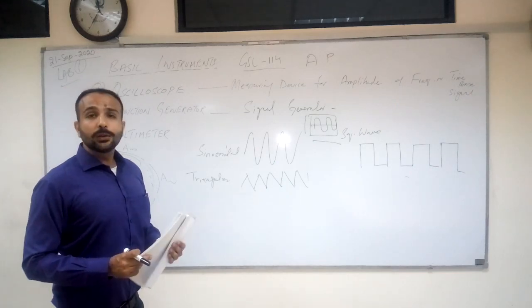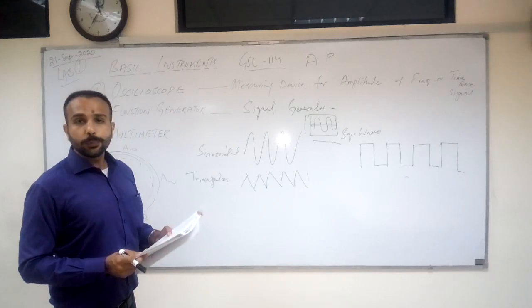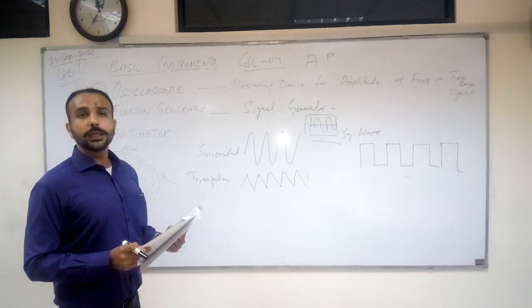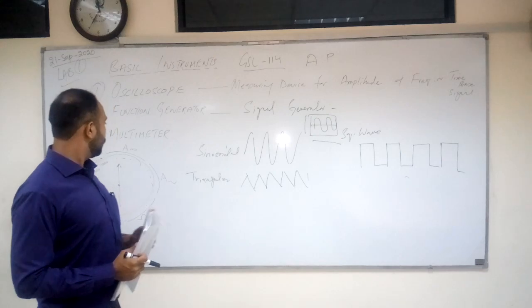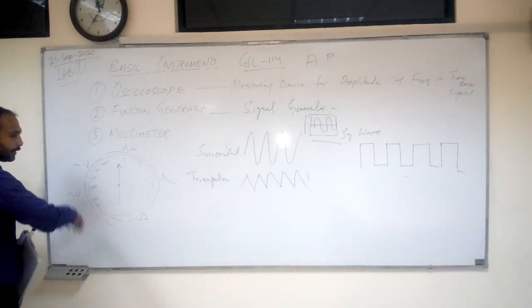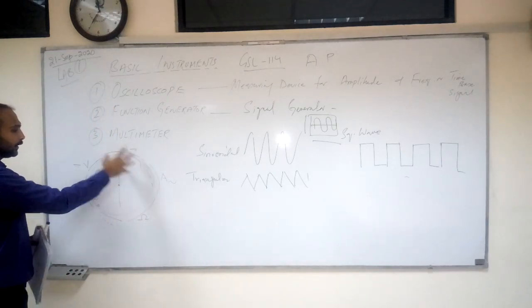Voltmeter is used to calculate the voltage between two points. Ohm meter is used to measure the resistance. Okay. Here is the graph or the circular direction of the voltmeter.